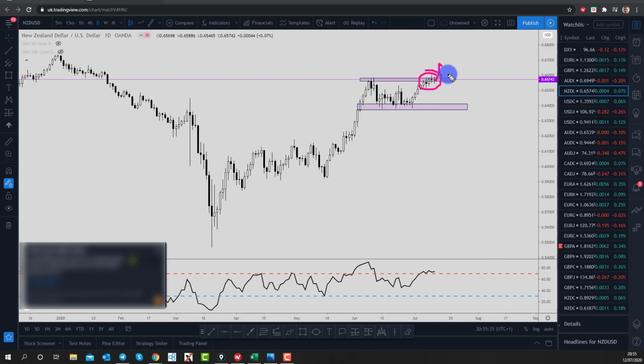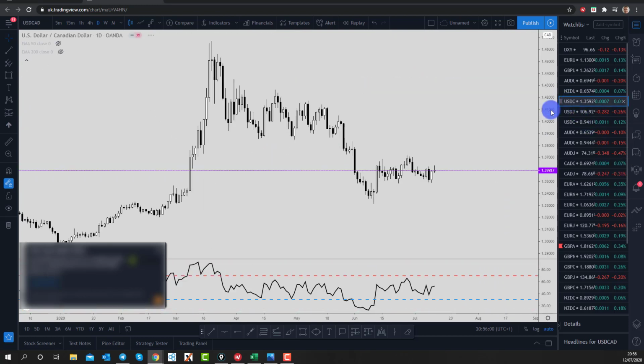If you do get that close above, look for the pullback, look for the continuation. If we don't and price starts pulling back, you could look to either trade within the range or wait for the breakout to the downside. But ultimately, if you want to trade trend, you have to wait for the market to push to the upside or retest the supporting zone at the moment, because technically price is moving higher. It's just consolidating at the minute. Same with dollar CAD.